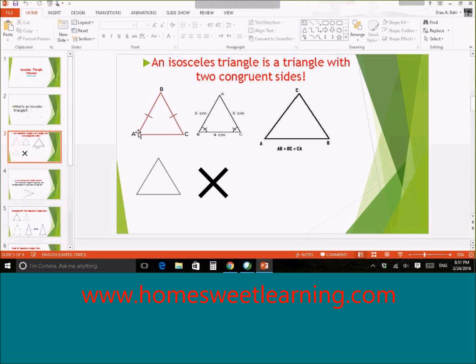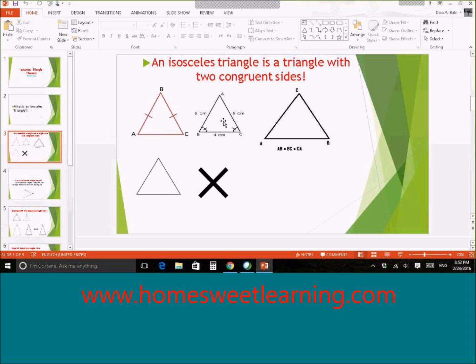If you look at the sides AB and AC, we use the same dash for both sides. When we put the same sign, any kind of signs, on two or more sides, we mean by that they are congruent or equal to each other. Another way to show that two sides are congruent is by writing the length of that side.